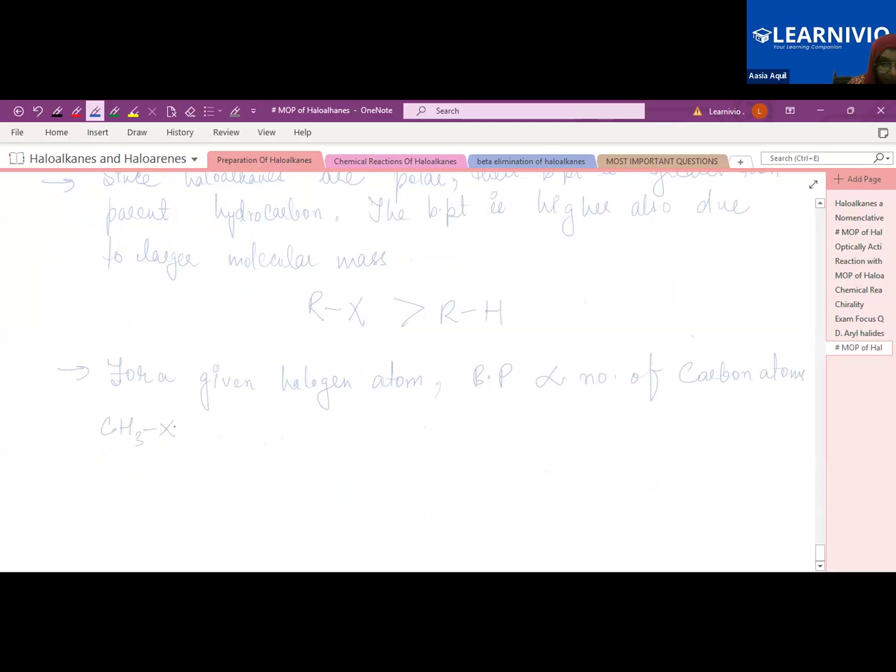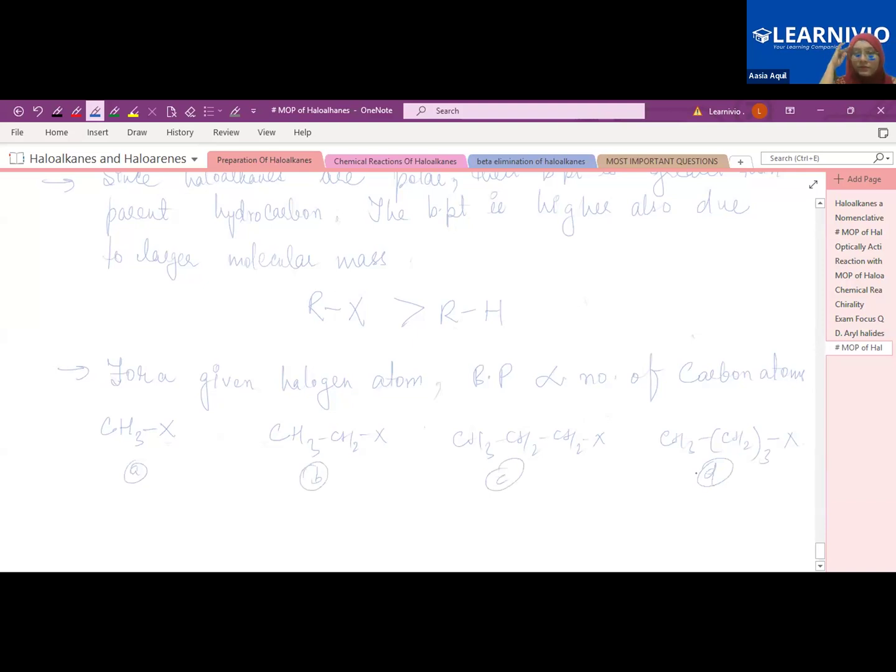Suppose CH3X. The halogen atom should be the same. If you are taking chlorine over here, then all should have chlorine. So CH3CH2X, next is CH3CH2CH2X, and the next is (CH3CH2)3X. Now arrange these in increasing order of boiling point. Between these four molecules, which one has the highest boiling point, and which one has the least? Suppose this is A, B, C, and D. Tell me.